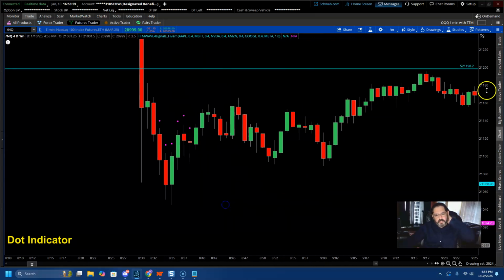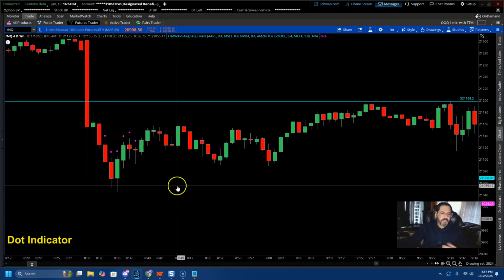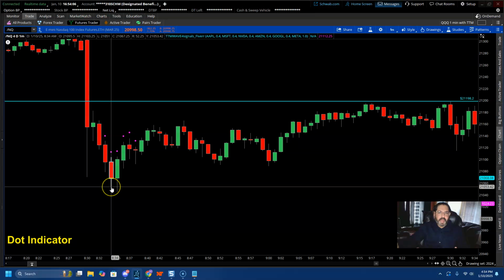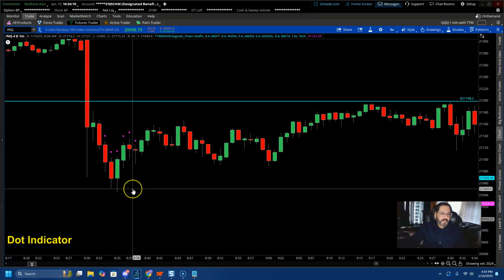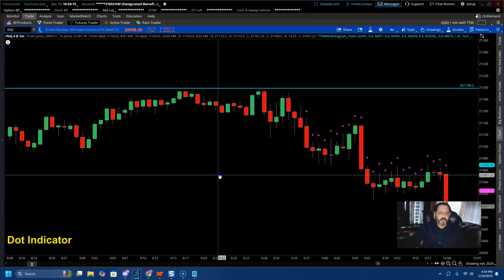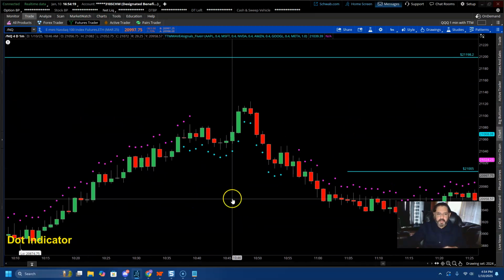Okay, so this is what I mean. You can take the entry right there and then. Secondly, you can take the entry after some sort of a pullback, and that pullback can be a green bar, a bullish bar if you want to short, and a bearish or a red bar if you want to go long, right? That's another way.